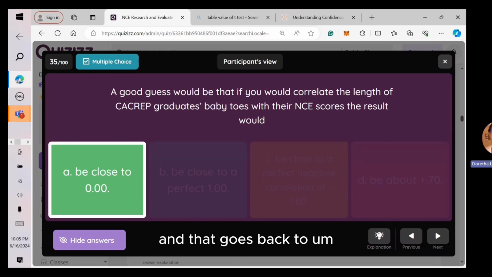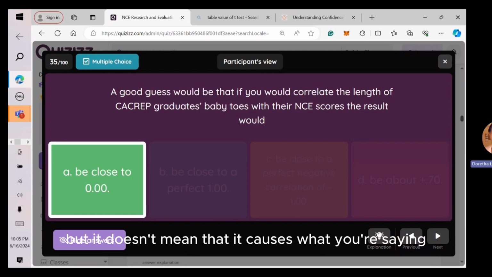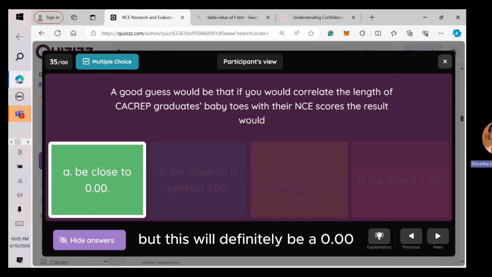And that goes back to correlation versus causation. Correlation does not equal causation. You can say something correlates with something, but it doesn't mean that it causes what you're saying. That's why it's important to make sure that you read your research, you understand it, and look at the significance level. But this will definitely be a 0.00.